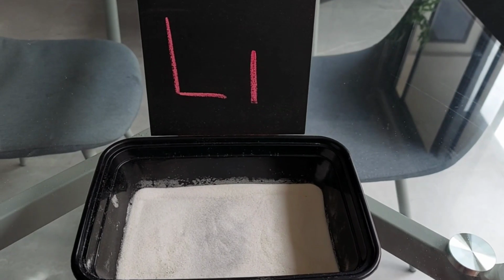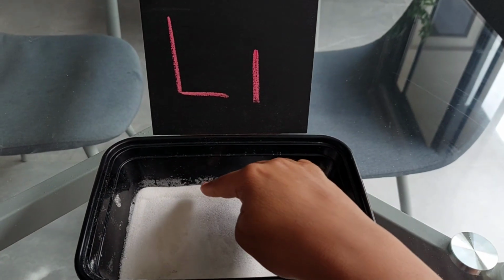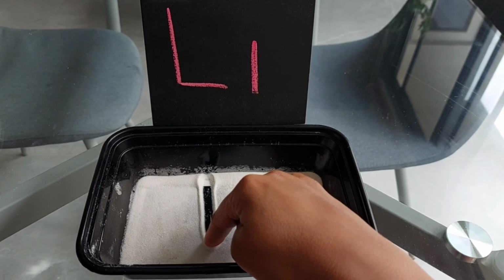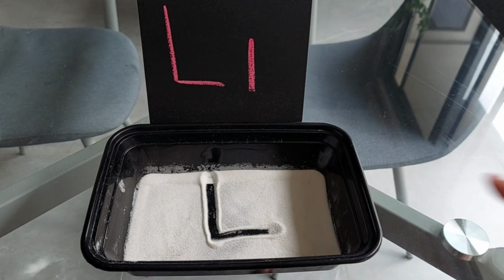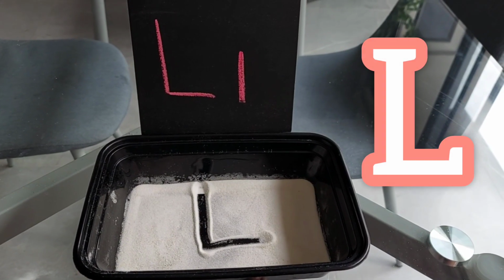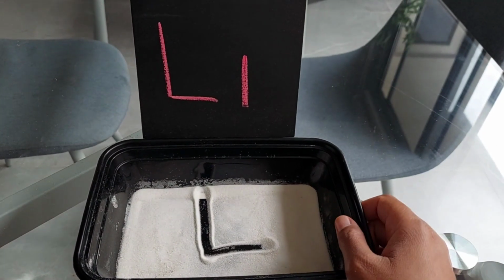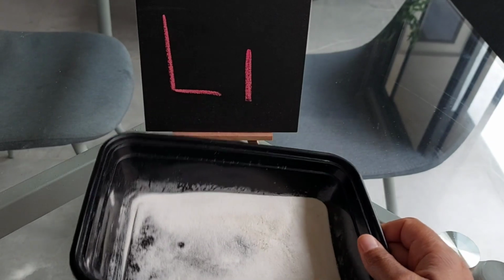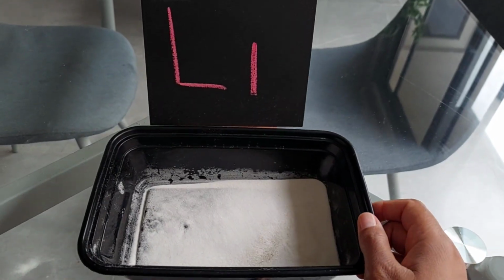Now, to write the letter L, we are going to start at the top, go all the way down to the bottom, and then go straight across. And there you have it. That's an uppercase L. Good job, guys. Now let's shake that out. Shake, shake, shake, shake. And let's learn how to write a lowercase L.